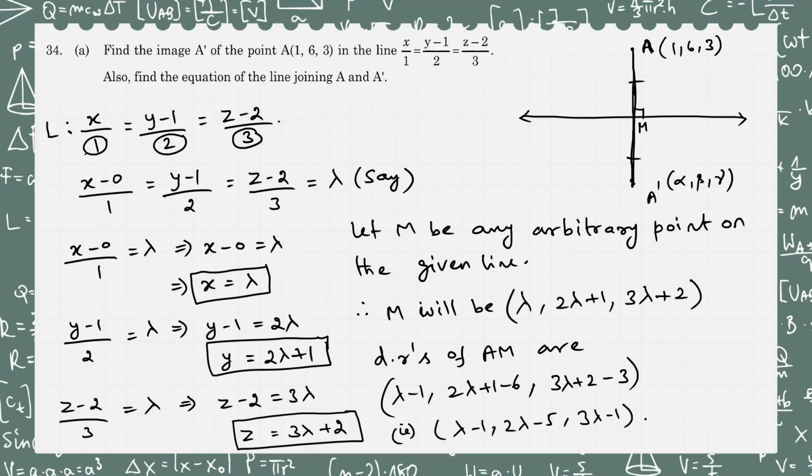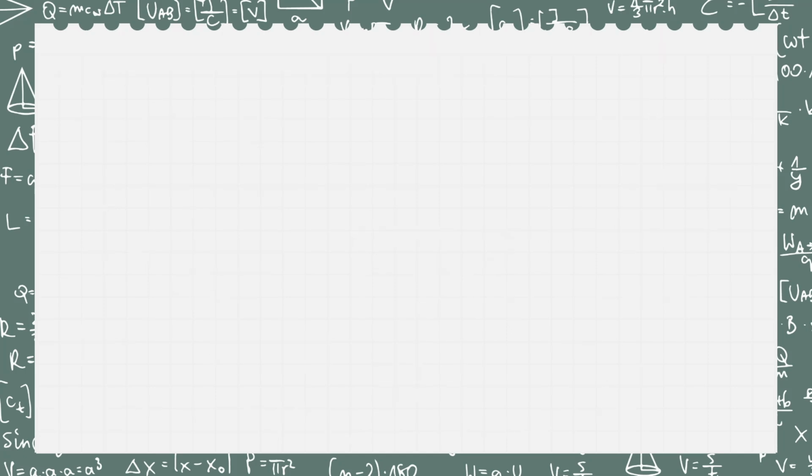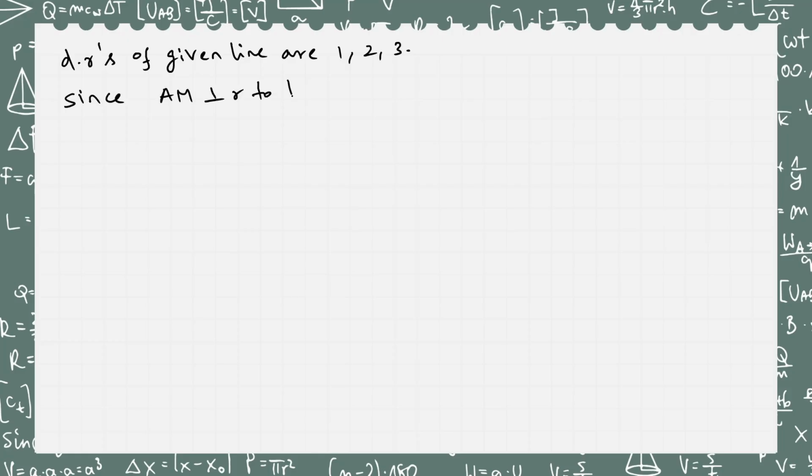So the line's DRs are already here. The ones in the denominators of x, y, z, those are the DRs of the given line. So 1, 2, 3 are the DRs of the given line. We already know that. So DRs of the given line are 1, 2, 3. Since AM is perpendicular to the given line, the dot product of the DRs equals 0.